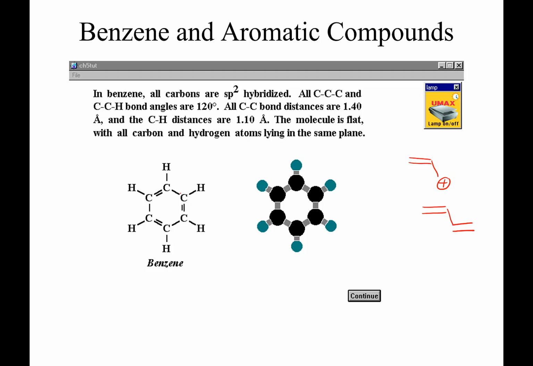It's cyclic. And so the two terms we're going to use are benzene ring. This is benzene, C6H6. And also aromatic. Aromatic means two things. Number one, these compounds do have an odor, or I wouldn't call it a fragrance, but they certainly have an odor. So that makes them aromatic.